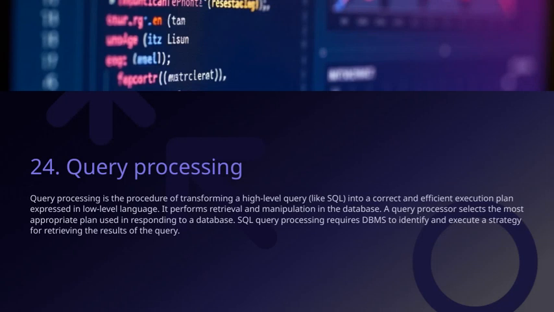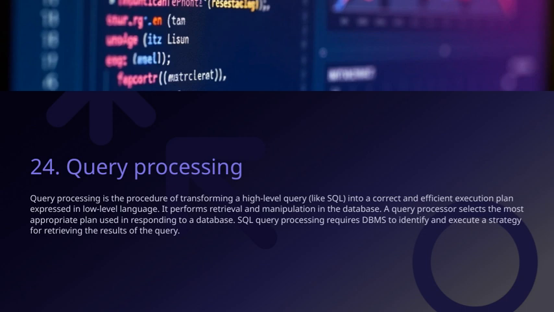This is the process where a high-level query, like SQL, gets transformed into a correct and efficient execution plan. Think of it as translating a human-readable request into detailed, low-level instructions that the database can understand and execute smoothly. It involves retrieving data and manipulating it as needed to produce the desired result. The query processor plays a crucial role here, selecting the most appropriate plan to respond to the query effectively.